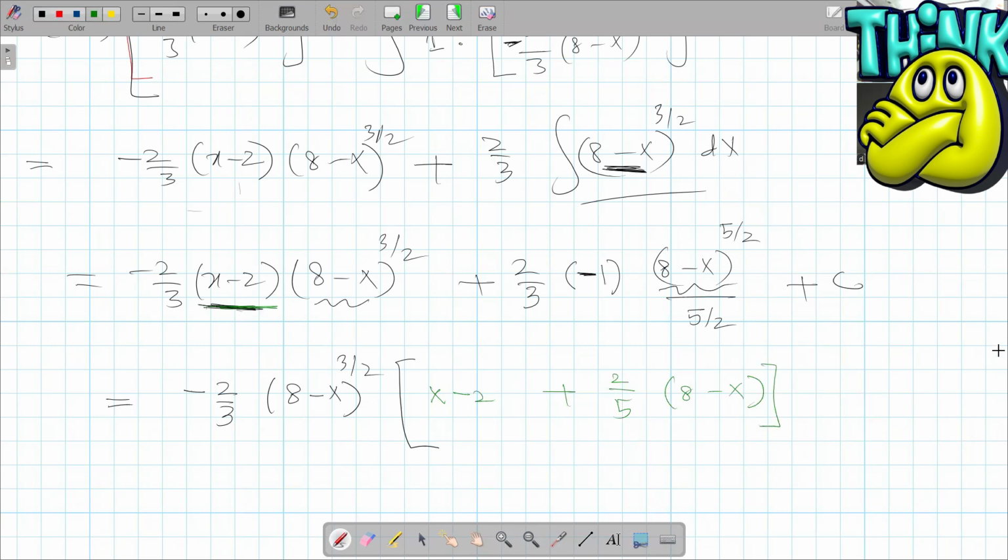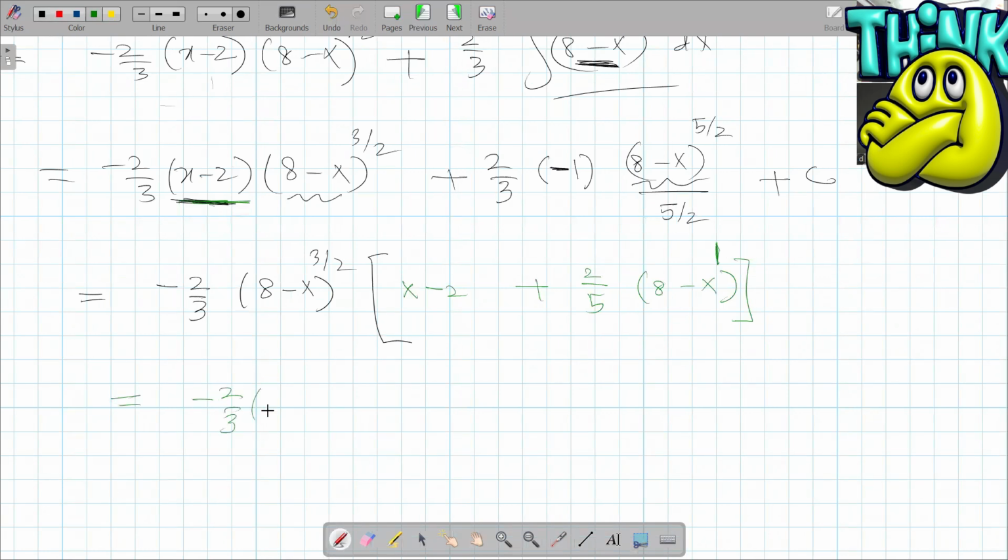Is it clear? 8 minus x by the power. But if the 8 minus x now has power 5/2, 3 over 2 taken. Oh, because outside, only power 1 will be left. Yeah, that's true. That makes sense.